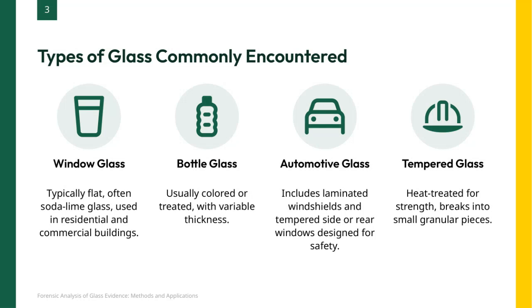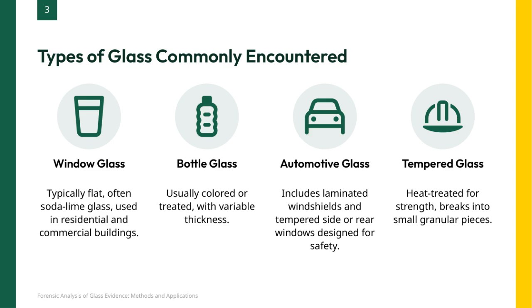When we talk about the types of glass you're most likely to encounter, the first that comes to mind is window glass. This is typically flat and made from soda lime glass, which is very common in both homes and commercial buildings. Next, we have bottle glass, which often comes in various colors and can have different thicknesses depending on its use, making it quite versatile.